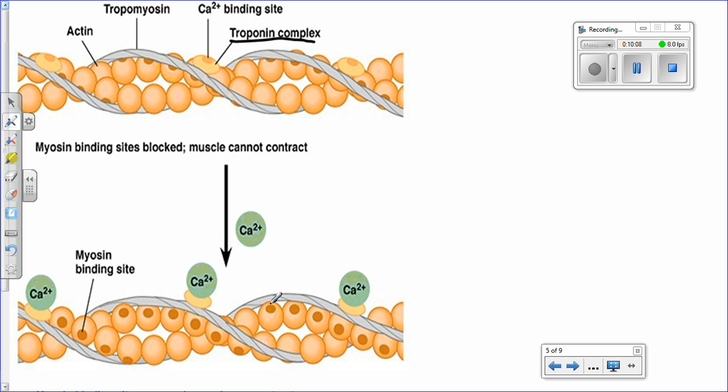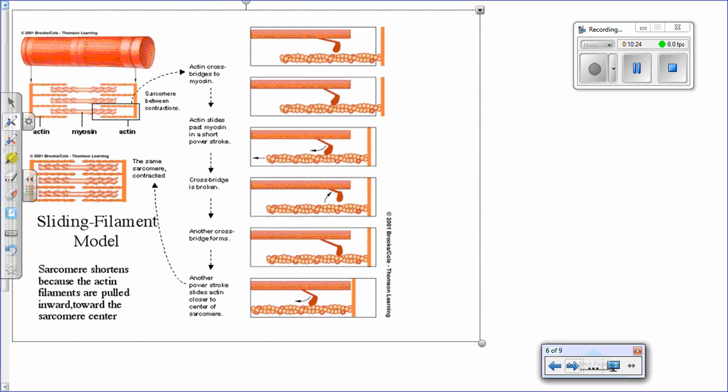And since those attachment sites are now open, if we had a myosin fiber here, the myosin fiber can now grab the actin and do the work that we want the muscle to do. So if there's not calcium being distributed, there's no muscle contraction. Okay? So here is showing you that actin-myosin interaction.